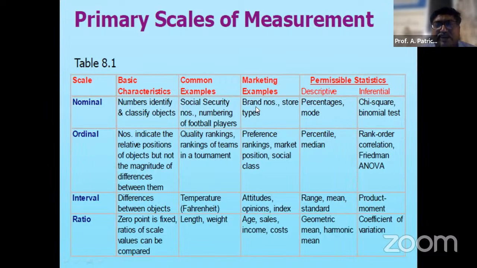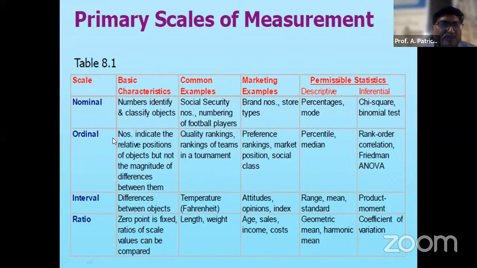In marketing, how can it be? It can be brand number. It can be a store type. Is it a superstore, supermarket, mega market? Is it a mall, Lulu Mall, or some other mall around? We talk about permissible statistics. It is descriptive when we use percentage and mode. It is inferential when we use chi-square or any other binomial test.